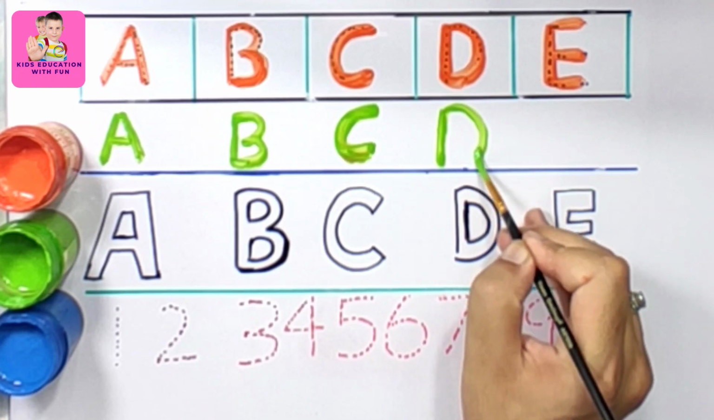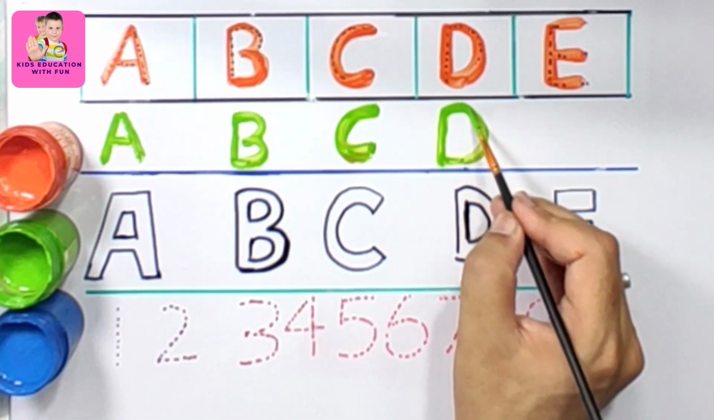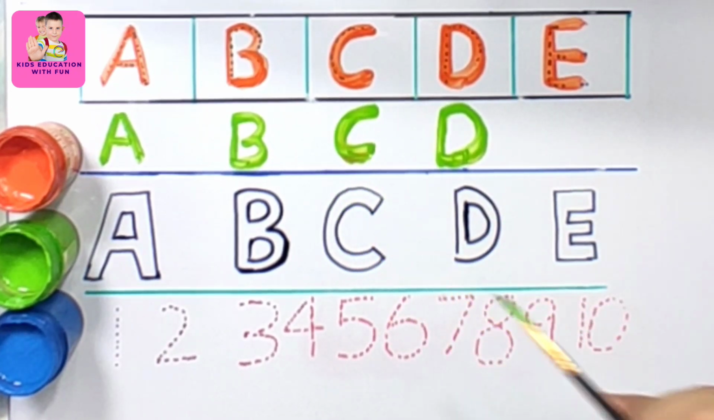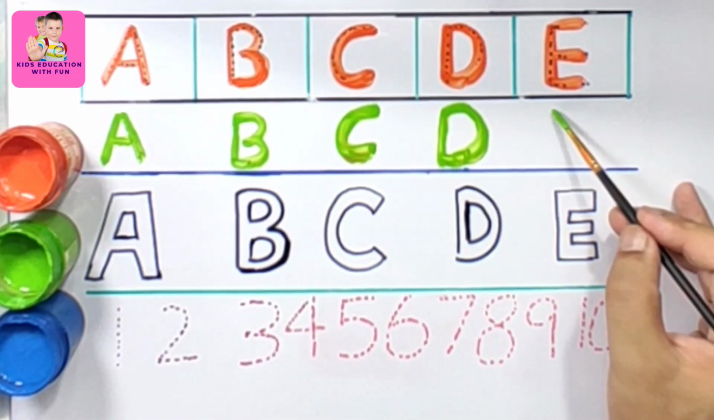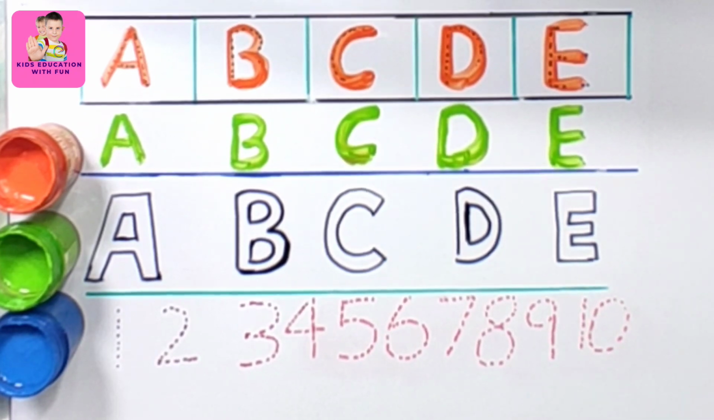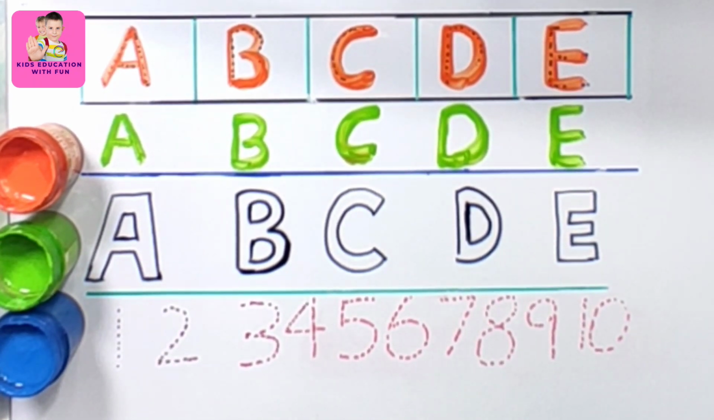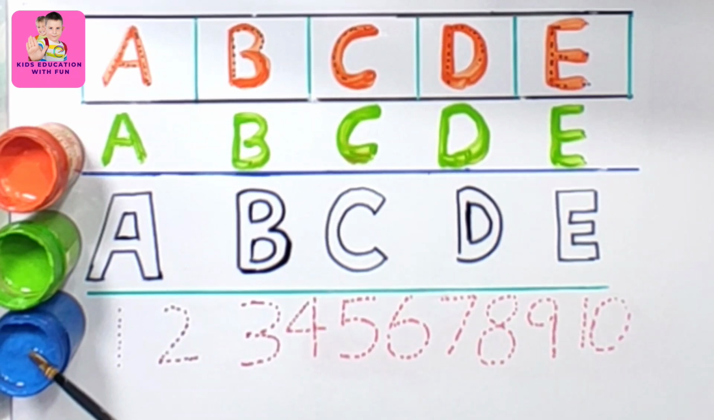D for door. E for elephant, and E for egg. Now we will use the sky blue color, that is dark blue.